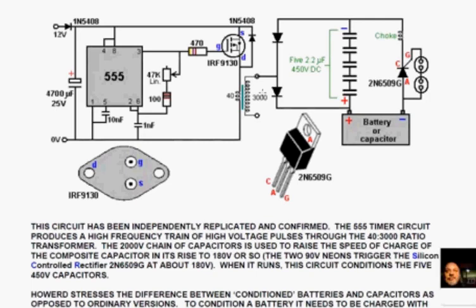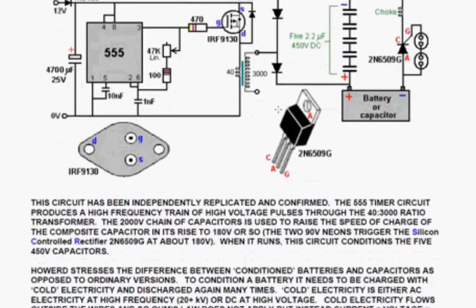A stack of batteries are particularly important, and they charge up, and through a choke which amplifies cold energy, it triggers the neons which are across the silicon control rectifier, the 2N6509G, and that feeds a strong pulse of energy into the battery, or a capacitor if you want to use a capacitor. Now, this is a very important thing itself.